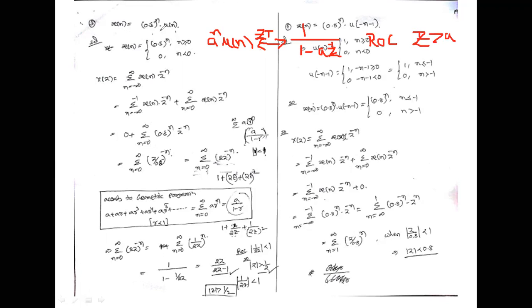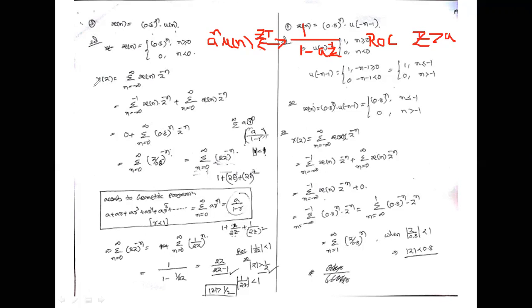Got it, my students? Use this function directly only when it is given as a 1-mark question, not in the 3-mark or 4-mark questions. In a 1-mark question, you can directly write that a^n u[n] is 1 by 1 minus a z inverse. Instead of a, with a = 0.5, you can directly write 1 by 1 minus 0.5 z inverse. But if they ask in the 3-mark or 4-mark questions, you have to show the procedure.